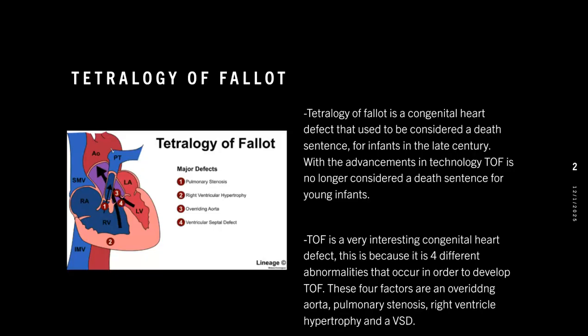Now in this diagram, you can get a pretty good look at what each defect will look like. So pulmonary stenosis is number 1. You can see that you got a narrowing right there. 2, you got a thicker wall, which is right ventricular hypertrophy. 3, you have an overriding aorta, which is a lot bigger and it's shifted. And then 4, you have that ventricular septal defect, which is allowing blood to go between the 2 ventricles.